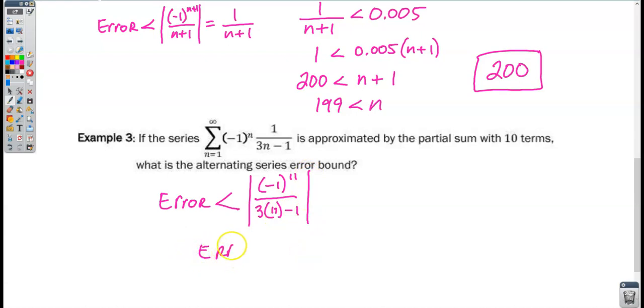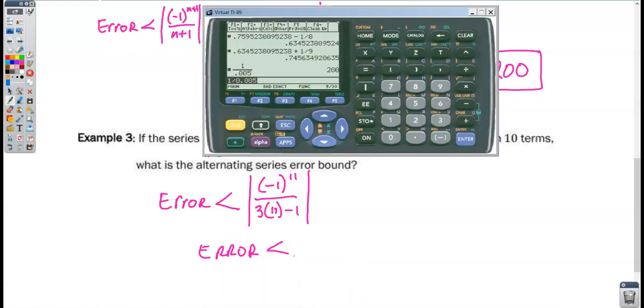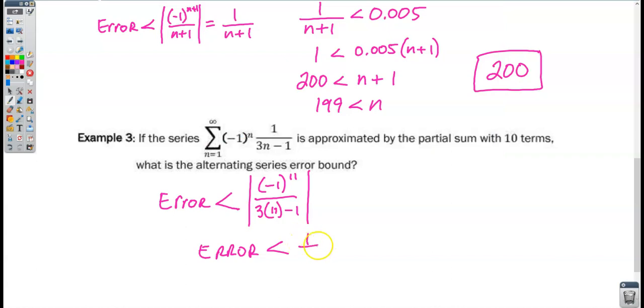And so the error here has to be smaller than, and now I'm going to go ahead and calculate this. We want the absolute value, so I'm just going to leave out the -1 to the 11th power and just do the 1 over, looks like 32 when I do 3 times 11 minus 1. And so the error is less than 1 over 32, which is equivalent to 0.03125. And so the error, when I use 10 terms to approximate the series, has to be smaller than 0.03125.